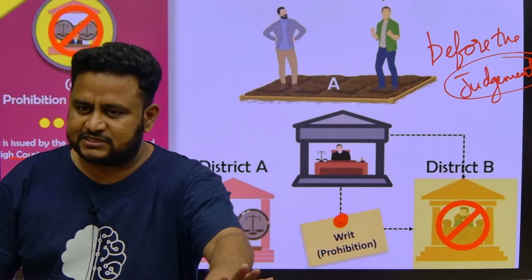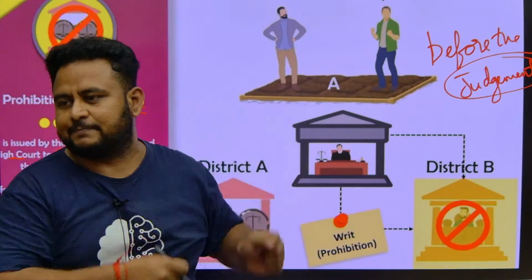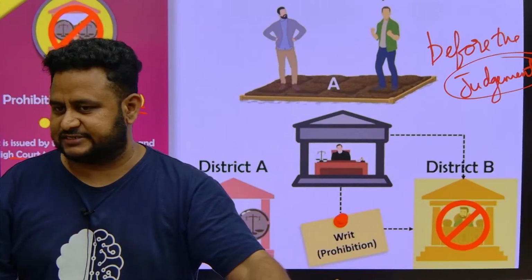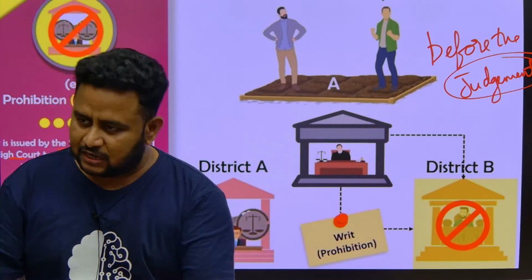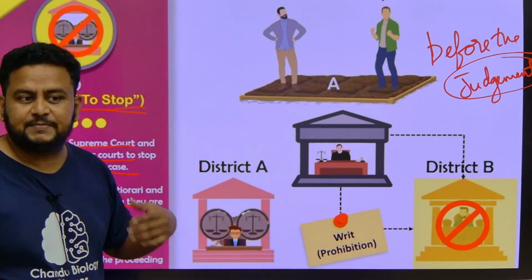Forget about the judgment. Proceedings also they will not allow. Even if it is allowed, in between also they will take it up and say, no, you are going outside your jurisdiction. You are not supposed to take the case. So send it to me. Send it to me means send it to Supreme Court or High Court, or send it directly to District A. That is the meaning of prohibition.